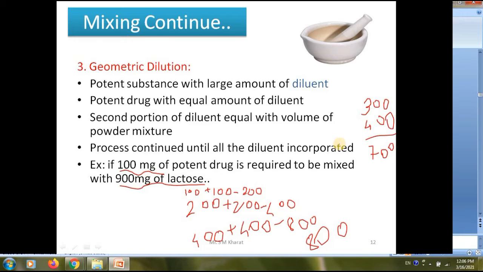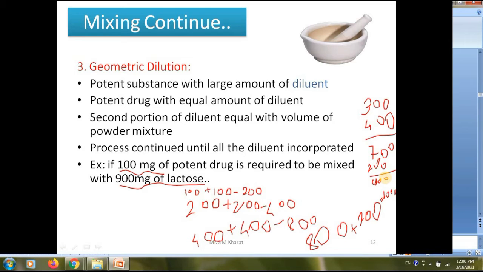900 mg. Up to this I have utilized 700 mg of lactose, so I will add the remaining lactose. That is 200 mg remaining. Okay, so now it becomes a total of 1000 mg of powder, which is my finalized powder. And if you add this 200 mg to the above, it becomes 900 mg of my lactose.